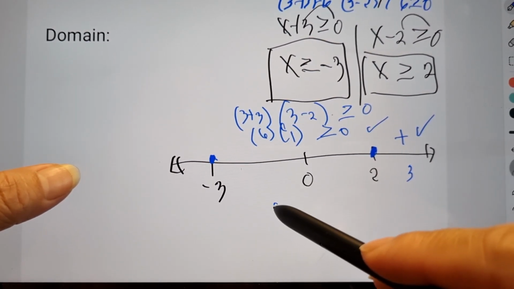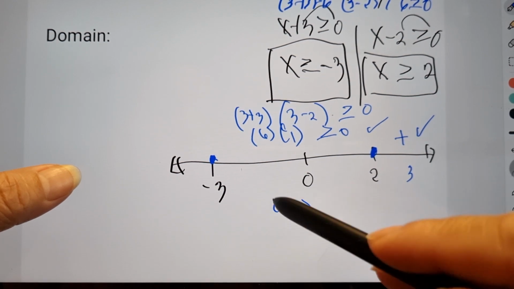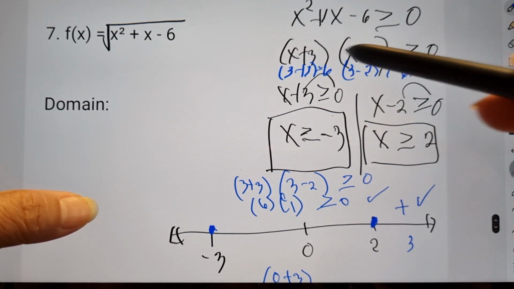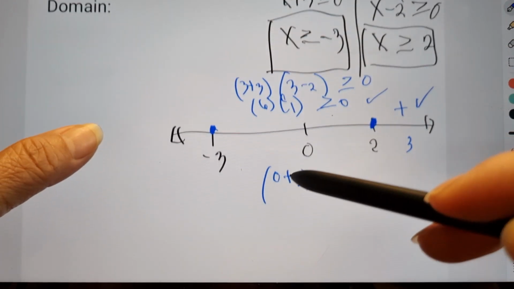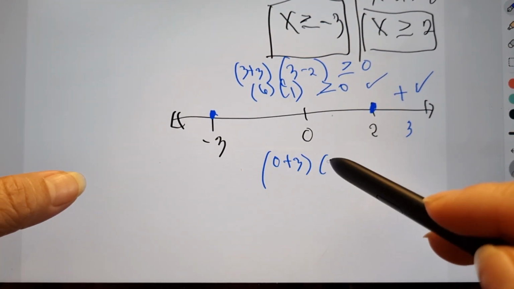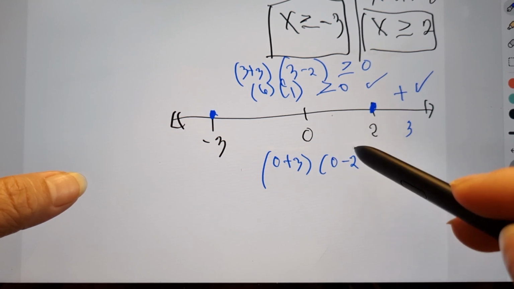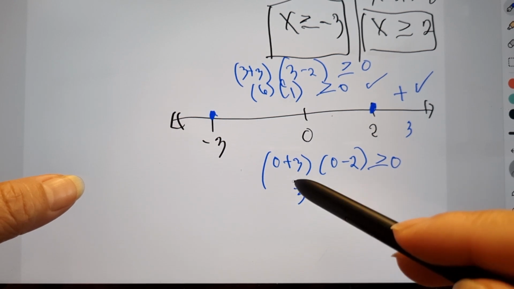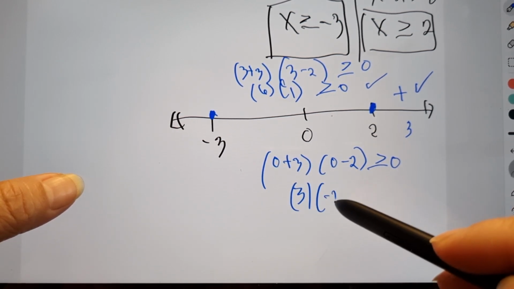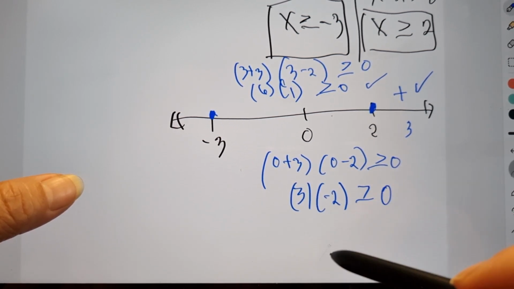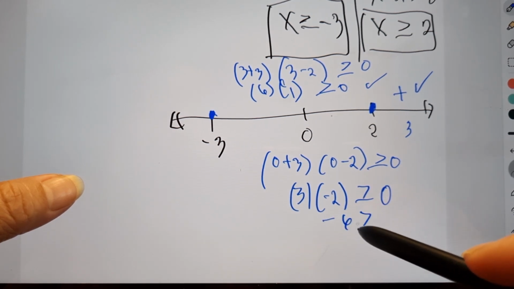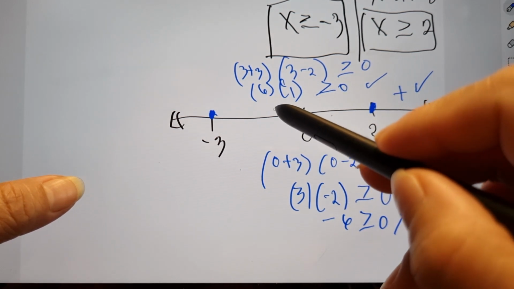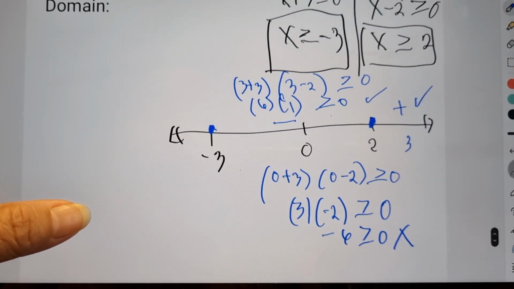Now, in between, let's say substitute natin ang 0. So we have 0 plus 3. Ito lang ginamit natin, okay? Itong factors na yan. 0 plus 3, then we have 0 minus 2 is greater than or equal to 0. So this is 3, 0 minus 2, that is negative 2. At ang sagot dito ay magiging negative 6, which is not greater than 0. So ibig sabihin dito ay magiging negative siya.